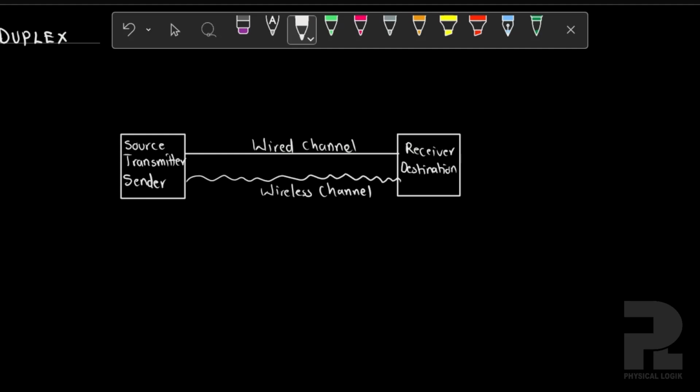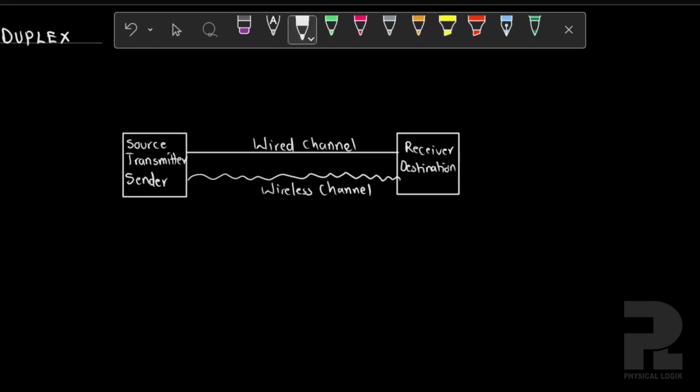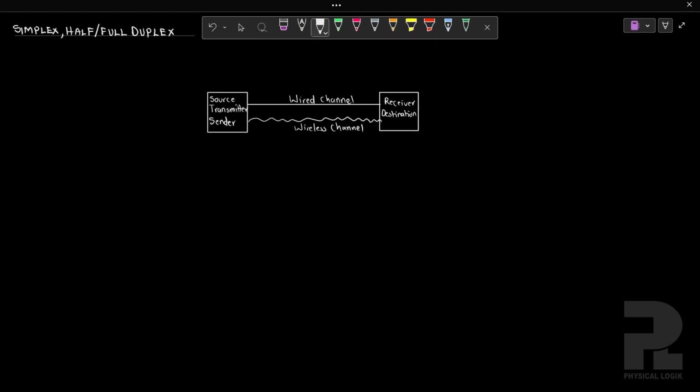So when we talk about simplex, half duplex, and full duplex, we're talking about the possibility of communication between the source and the destination with respect to the direction. So we have here three possibilities. The first one is the simplex. The second and the third are referred to as duplex communication modes, but one of them is a half duplex, and the last one is a full duplex.